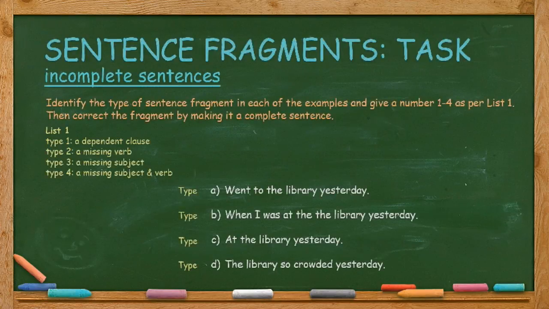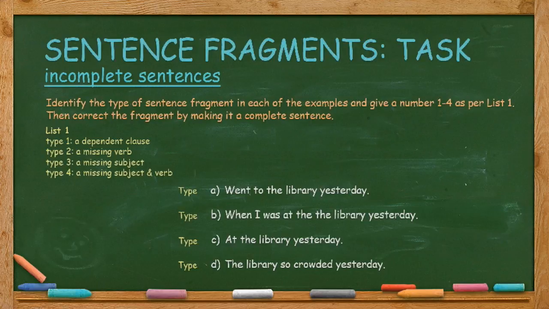For the task, identify the type of sentence fragment in each of the examples and give a number 1 to 4 as per list 1. Then correct the fragment by making it a complete sentence. So let's look at list 1. Type 1, a dependent clause. 2, a missing verb. 3, a missing subject. And 4, a missing subject and verb.